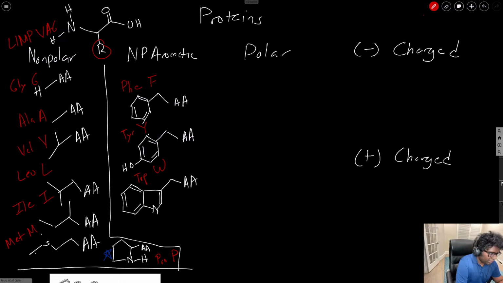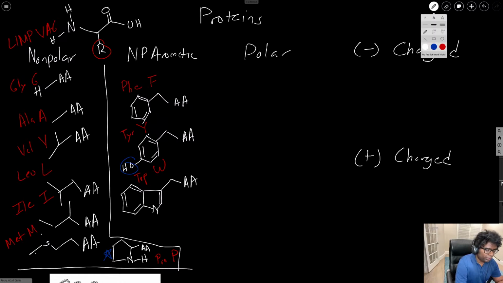The way I'd recommend memorizing these: phenylalanine and tyrosine are the exact same, but tyrosine has an extra OH, giving it a slightly polar character, but overall it's nonpolar. That's why it's under the nonpolar aromatics. Just some fun trivia there, I guess. Don't want to confuse you guys with anything else.